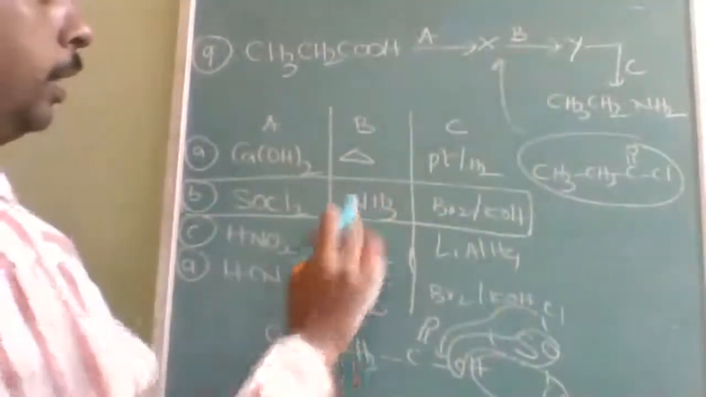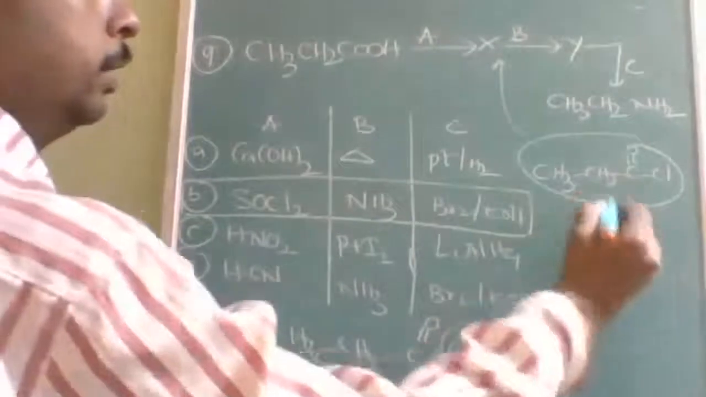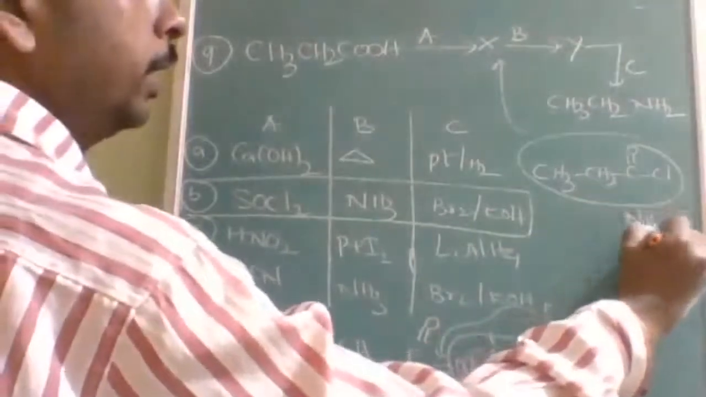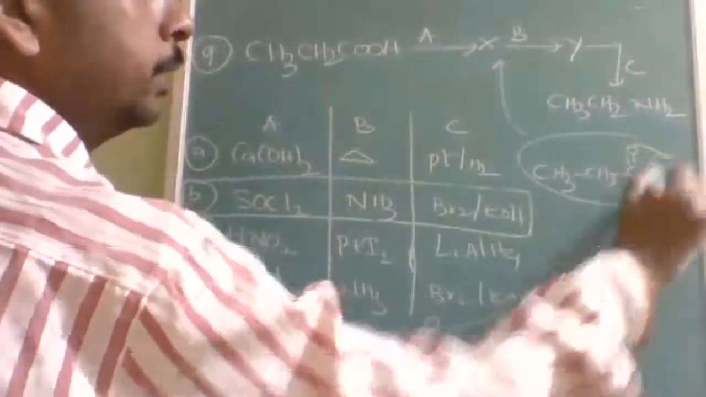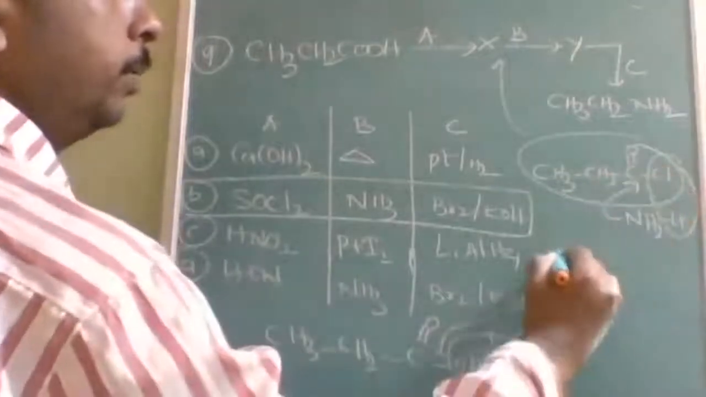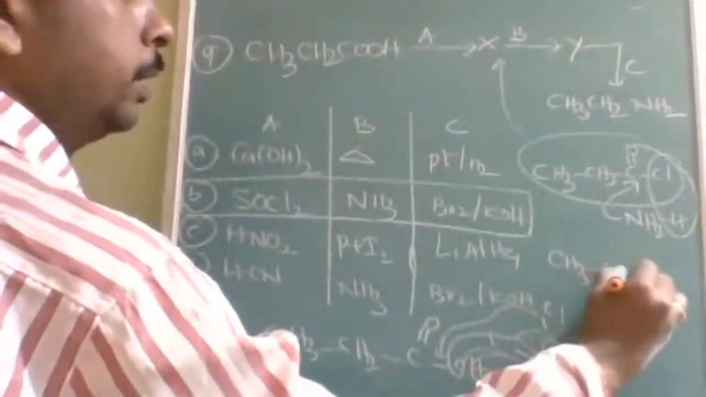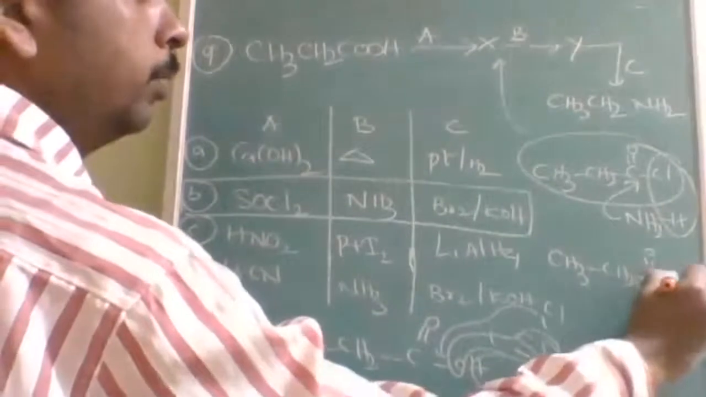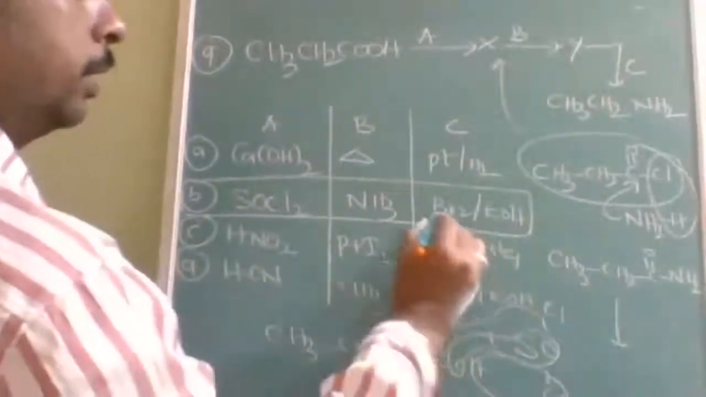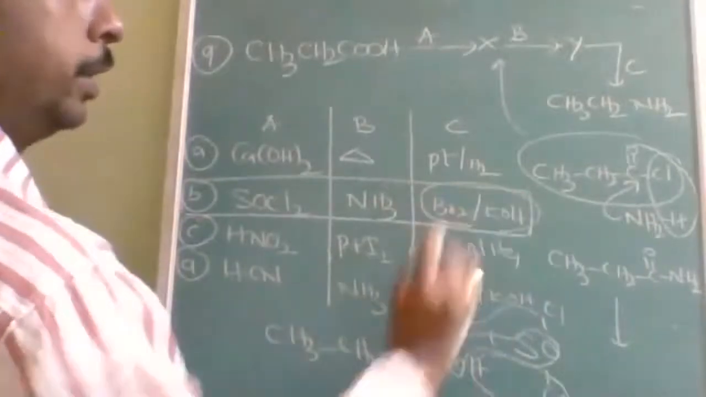Now you treat it with NH3. Then NH3, how will you write? NH2 and H. H and Cl will be eliminated. Nitrogen will be substituted here. CH3CH2C double bond O NH2. Amide is formed. Y is what? Amide. Then this is called a degradation reaction.